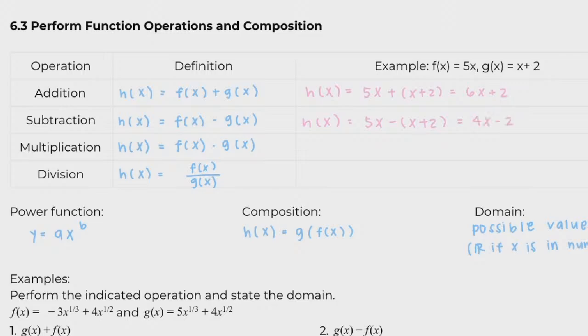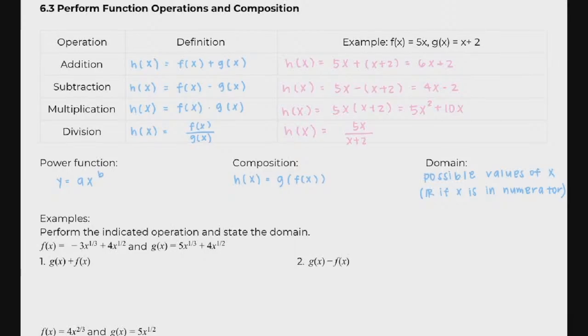Next, for multiplication, we're multiplying them. So h of x would equal 5x times x plus 2. So again, we're going to distribute. That'll give us 5x squared plus 10x. And then the last one, we have h of x equals f of x over g of x. So that'll just be 5x over x plus 2. And we can't simplify, so that would be our final answer.